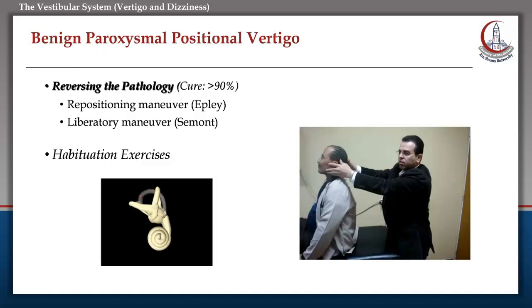So once you diagnose a patient with benign paroxysmal positional vertigo, you should not give him or her any treatment. You should refer them to a specialist who is able to diagnose which canal is affected, and it's a mechanical problem which is solved mechanically by moving the head in different positions in space to displace these small particles out of the abnormal canal, and the patient is really treated on the spot. And most of the time, they will not need any further treatment.